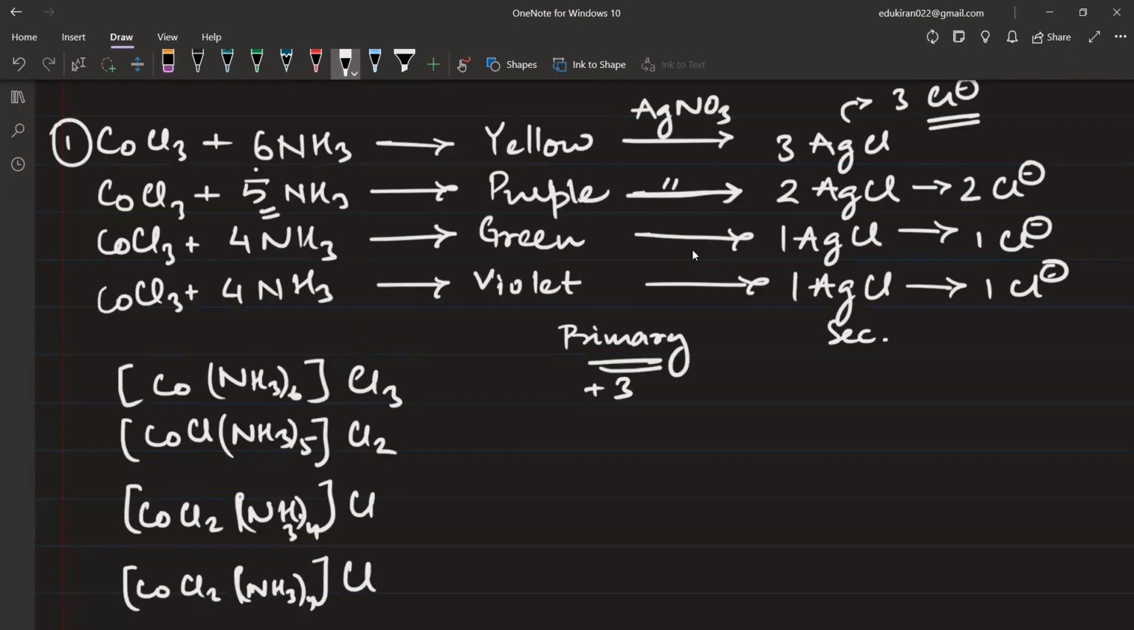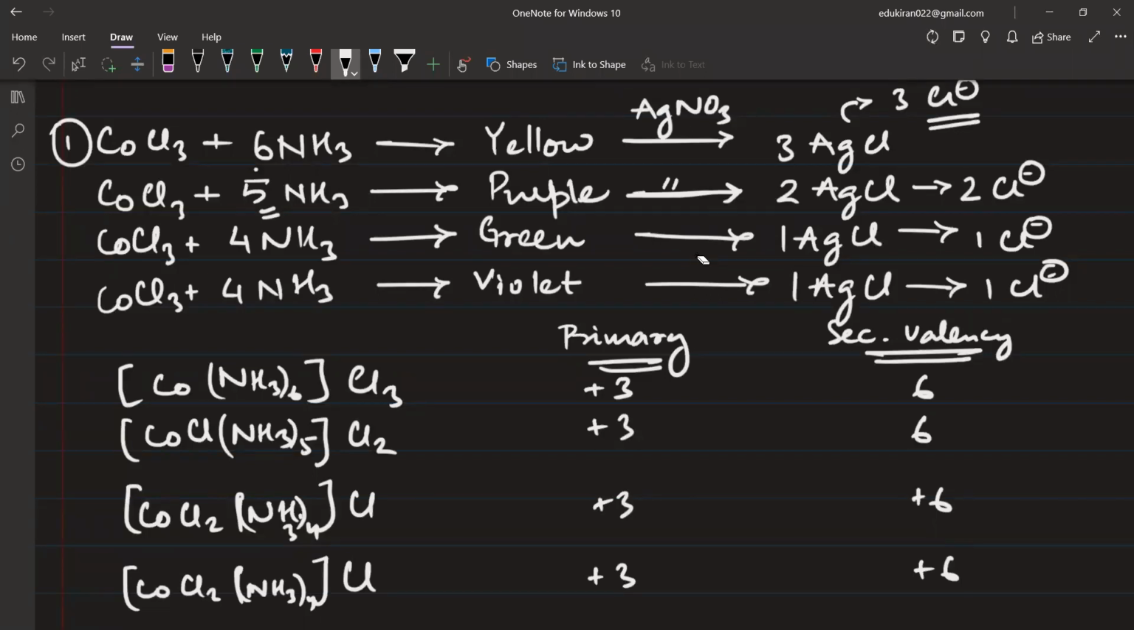And the secondary valency is the number of molecules or number of ions around the central metal atom. So this cobalt is having 6 NH3, and this is the secondary valency for cobalt. Now in the second case, Cl will be 1 negative, and here we have 2 chlorine, so that will still be +3. And the secondary valency is still 6. Here also +3. In the third case, this will again be +3, and this will be +6. So this is the concept of primary valency and secondary valency.